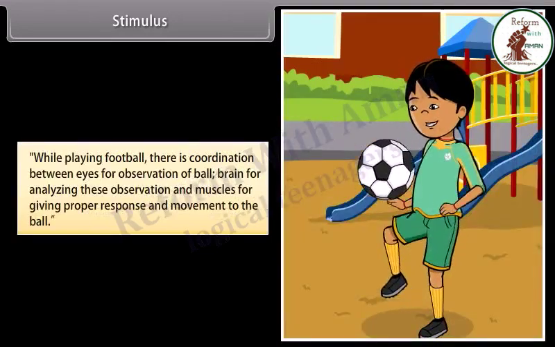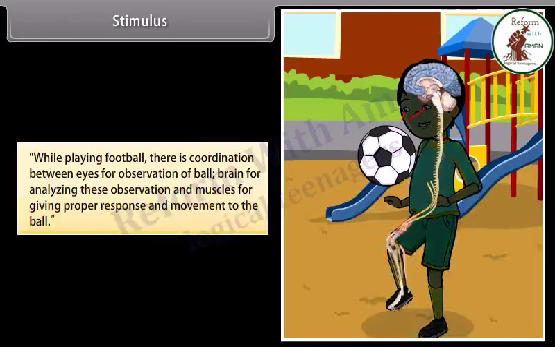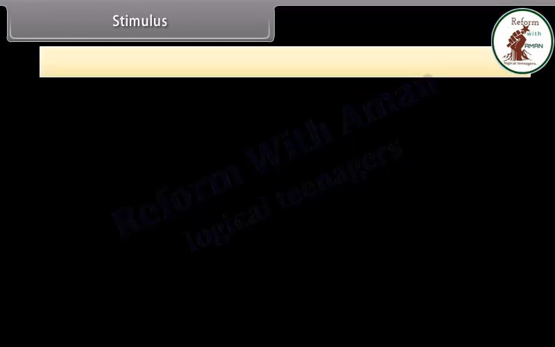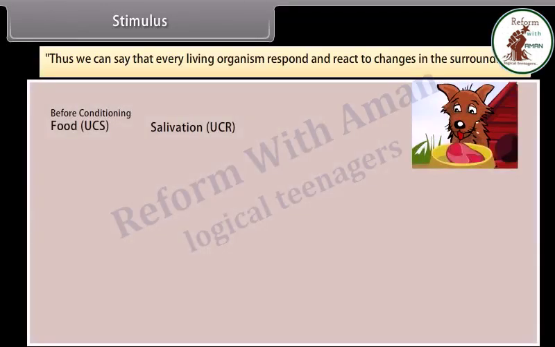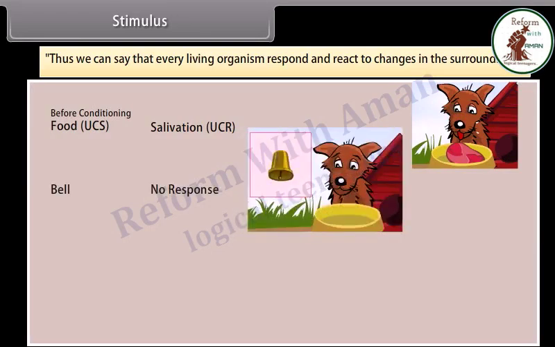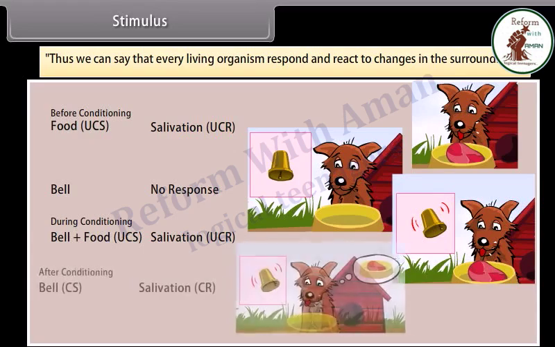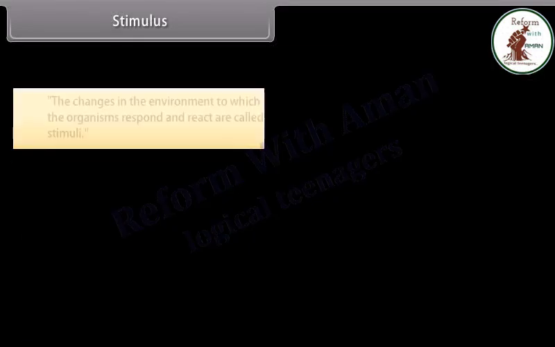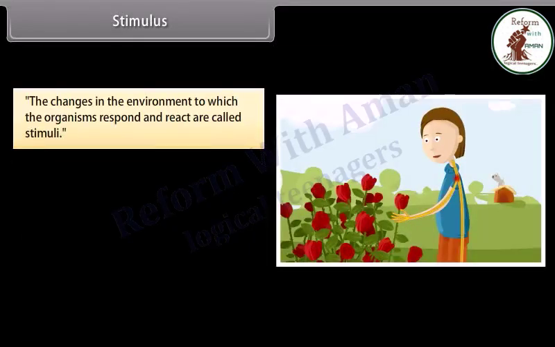Stimulus. While playing football, there is coordination between the eyes for observation of the ball, the brain for analyzing these observations, and muscles for giving proper response and movement to the ball. Thus, we can say that every living organism responds and reacts to changes in the surroundings. The changes in the environment to which organisms respond and react are called stimuli.